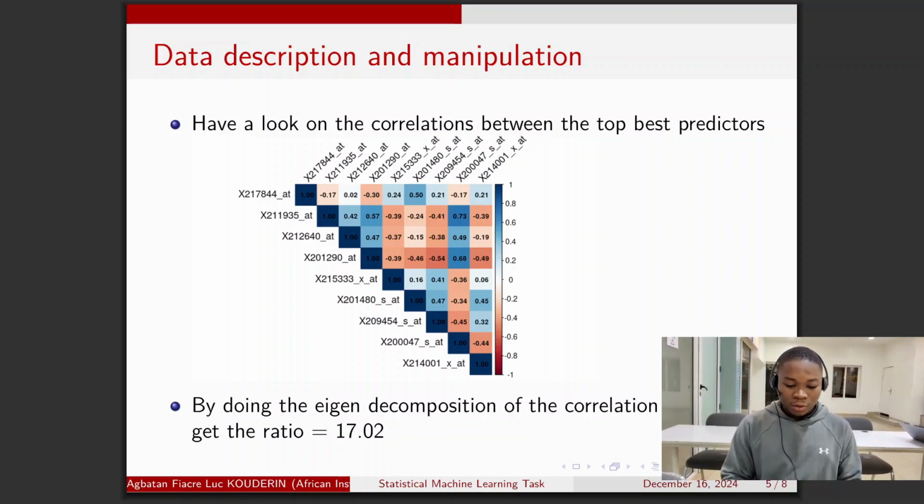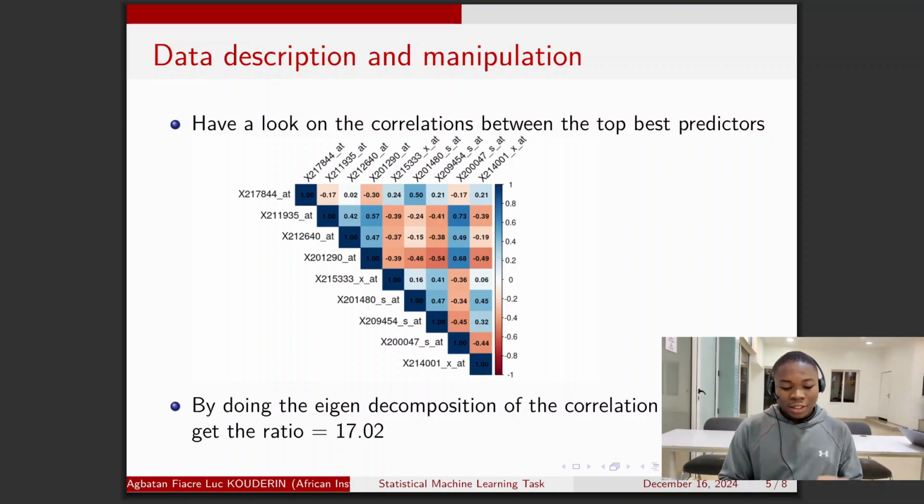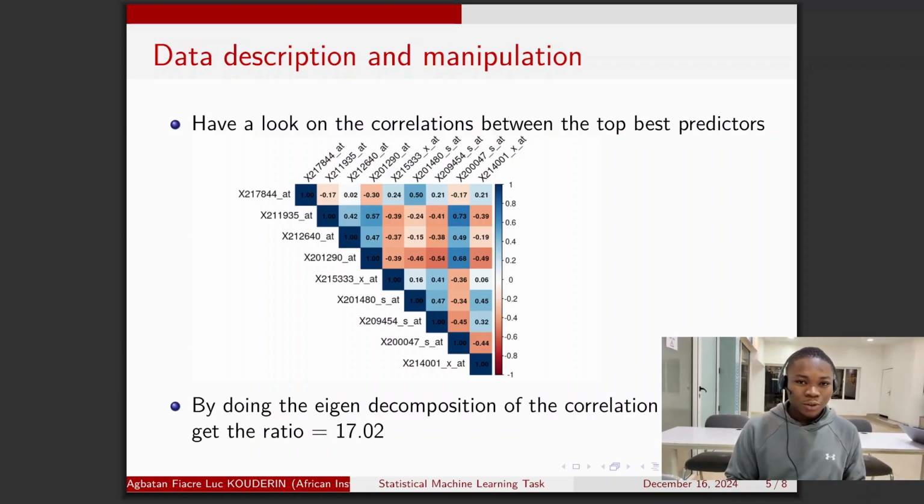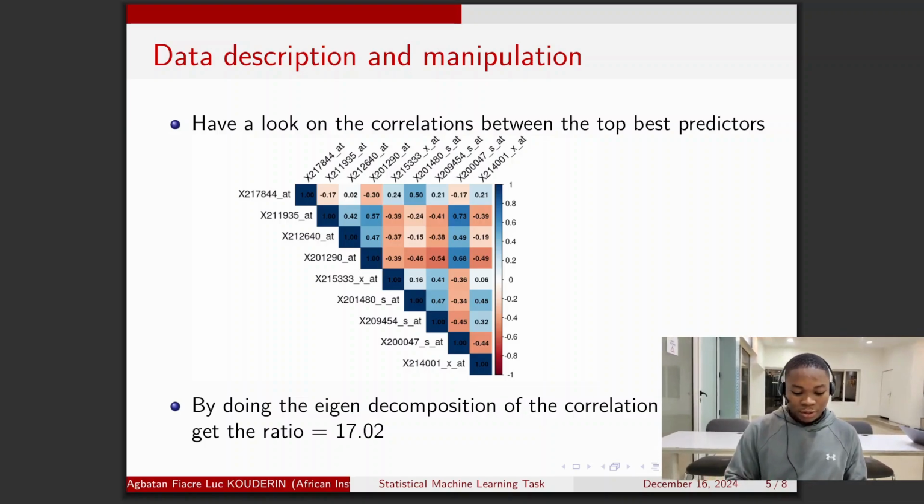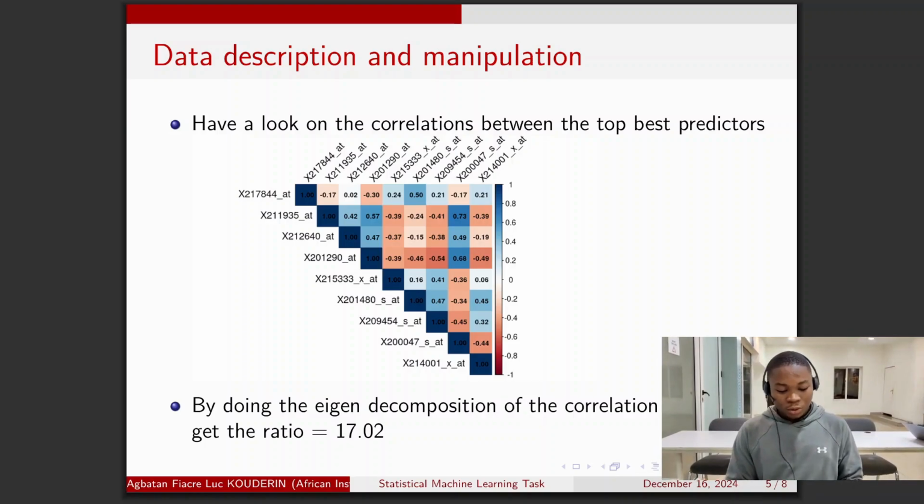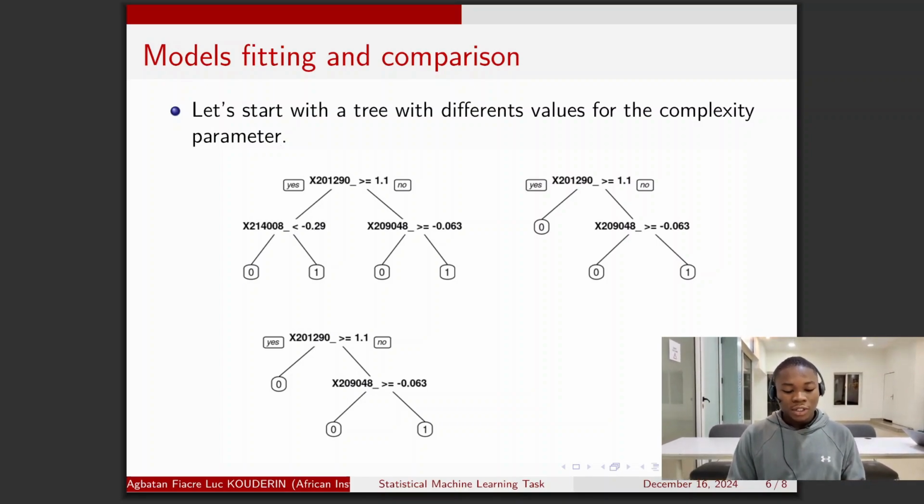Let's have a look at the correlation matrix of these predictors. Here we have a corrplot, and based on it, you can see that some variables are highly correlated, and this can create another problem, multicollinearity. Because if two variables are highly correlated, they're likely giving the same information, so it's better to remove one before building my model. We also perform an eigen decomposition of this correlation matrix, and we get a ratio equal to 17, which is a big number.